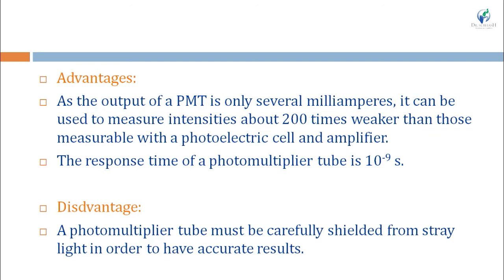We have discussed earlier that stray light is the light reaching the detector without passing through the sample. So, because of the highest sensitivity, this photomultiplier tube also measures the intensity of this stray light. So, these tubes must be shielded from stray light. This is the only disadvantage. The other disadvantage is expense, means cost. But if we want to achieve higher sensitivity, we have to pay for it, right? So it is not an actual disadvantage.